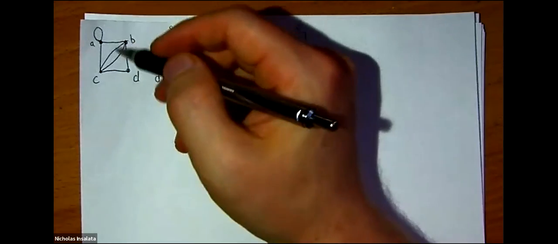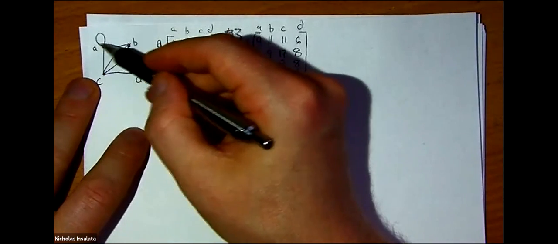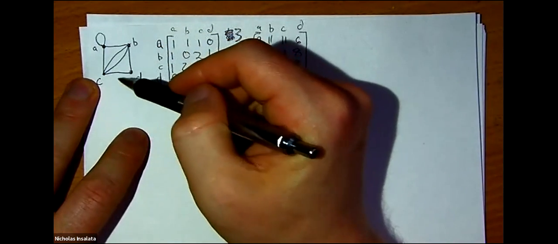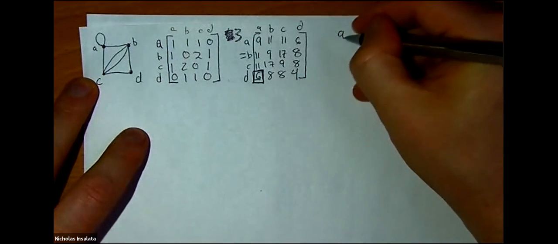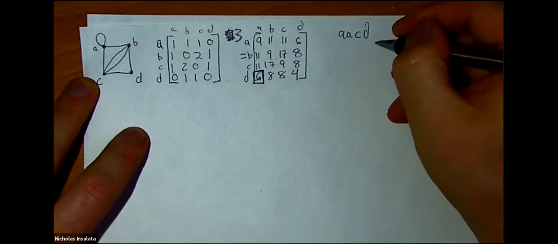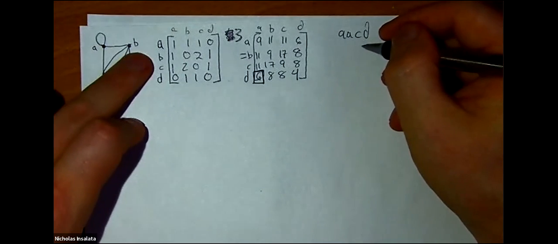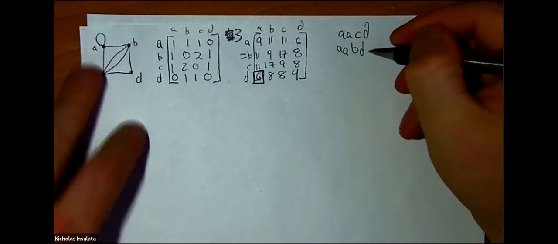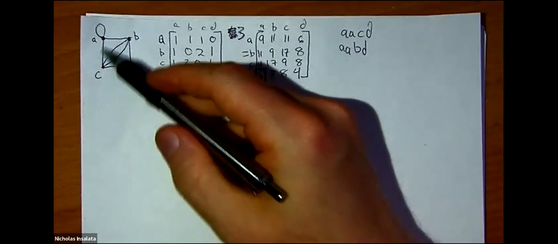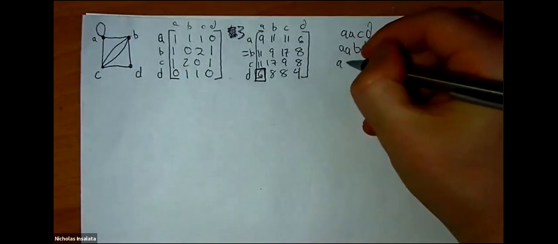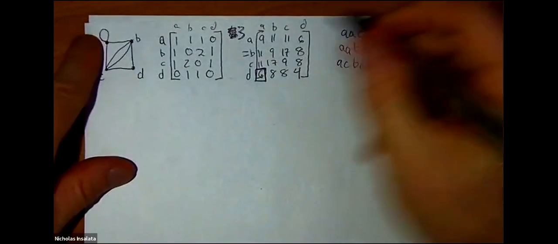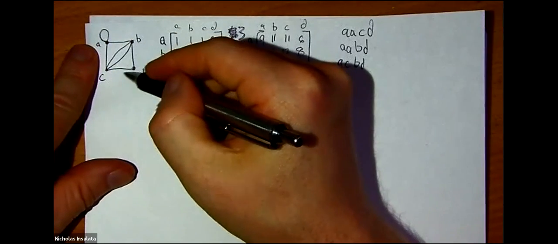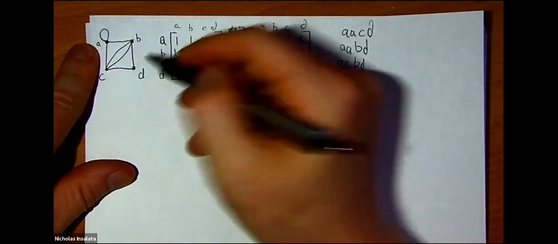So I want to walk from A to D, taking 3 edges. How can I do that? Well, I could go the loop on A and then CD. So let's list them out. A, C, D, that's 1. I could go A, B, D. I could go A, C, B, D, like down, up, down. I could go A, B, C, D.